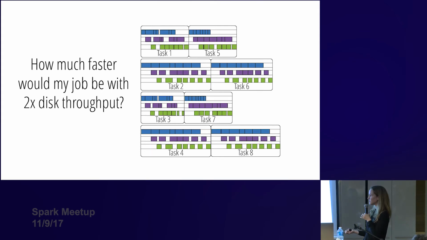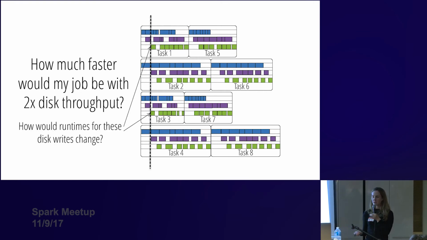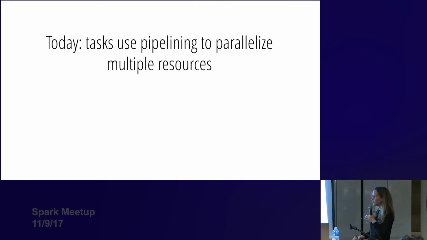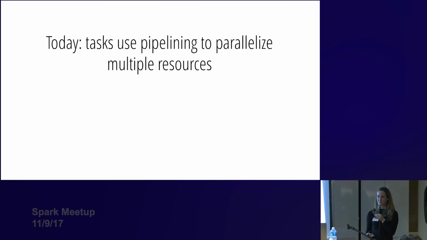If we wanted to answer this question, we would have to walk through all of these tasks at the granularity of the pipelining and first say, how would the timing for these disk writes change? And then how would that change the timing of how the tasks use other resources on the machine? And you can see pretty quickly that this becomes way too complicated to be feasible. So this is the key challenge today, that tasks use many different resources.